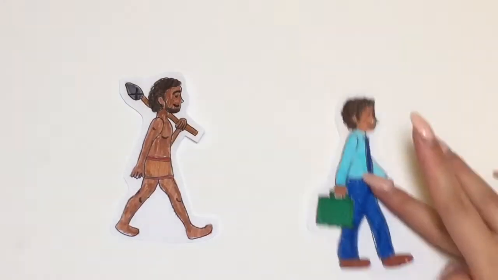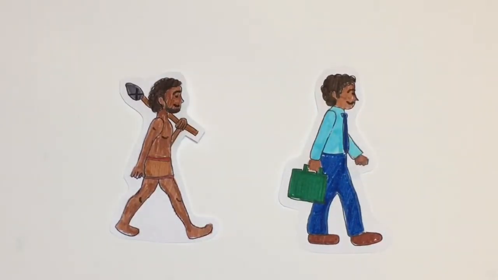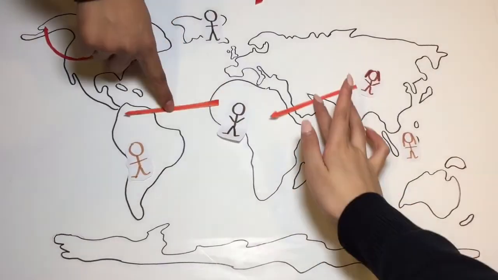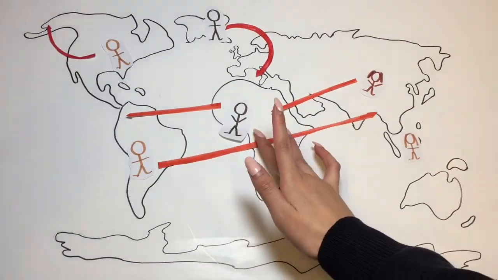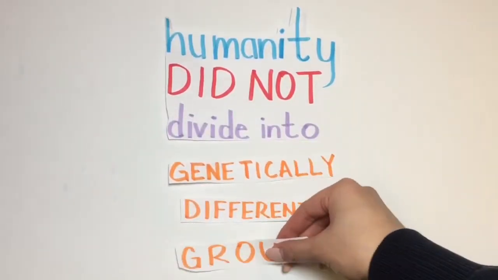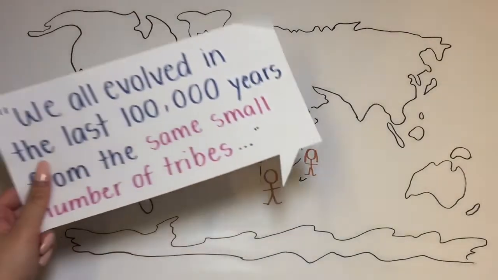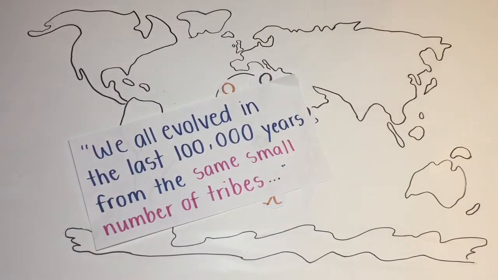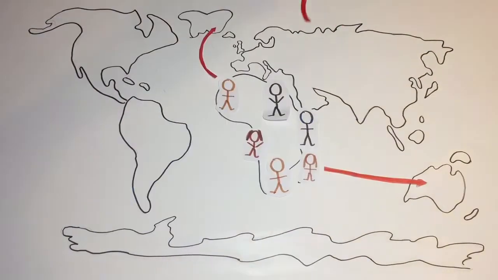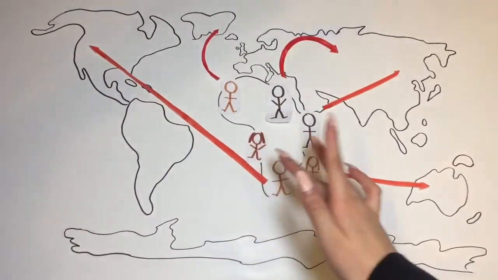As it turns out, scientists say that the human species is so evolutionarily young and our ancestors migrated so randomly hundreds of years ago that humanity did not divide itself into genetically different groups. The head of Celera Genomics Corporation says, "We all evolved in the last 100,000 years from the same small number of tribes that migrated out of Africa and colonized the world."